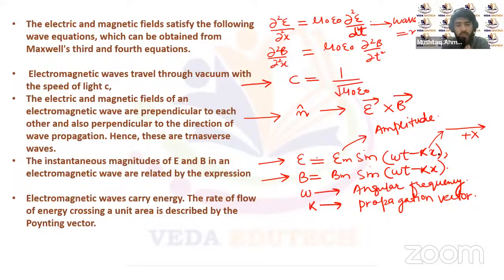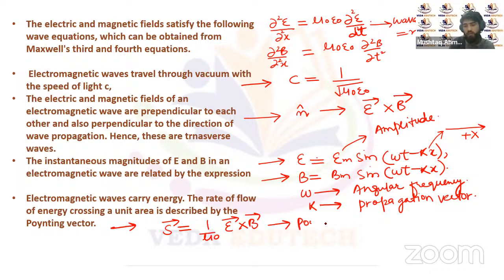Electromagnetic waves carry energy. The rate of flow of energy crossing a unit area is described by a quantity that we call the Poynting vector. The Poynting vector gives the flow of electromagnetic energy, and it is given by 1 upon mu naught times the electric field vector crossed with the magnetic field vector. So the Poynting vector tells us the direction of flow of energy, right?